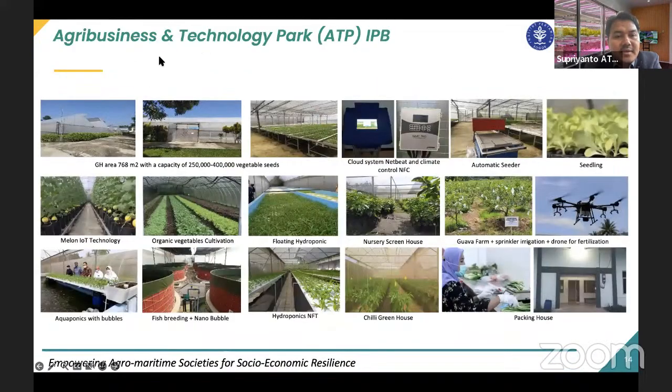Actually, we have a greenhouse from the nursery and also open field cultivation, guava. And we also have drones for the monitoring system. We already have the multispectral camera drone, including the spraying system drones. And we also have aquaculture production in IPB University, including the packing house to bring the product to the customer.